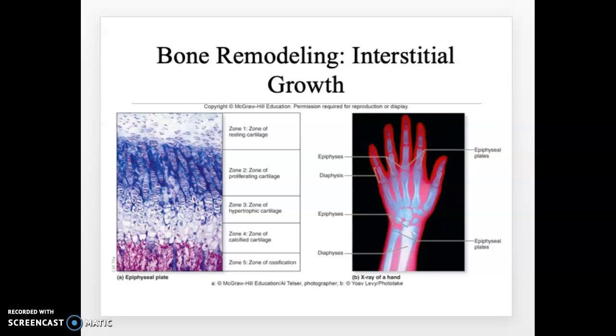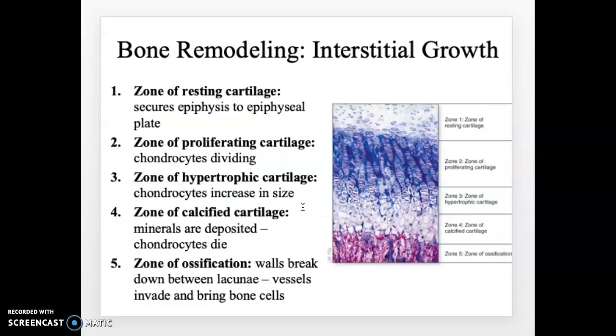So interstitial growth is the part that's happening in the epiphyseal plates. There are 5 different zones in the metaphysis in the epiphyseal plate. So the first zone is here. This is what we call the zone of resting cartilage. So at this point, the cartilage cells here aren't really doing a whole lot. The use of this zone is to bind the epiphysis, the end of the bone, to the epiphyseal plate.